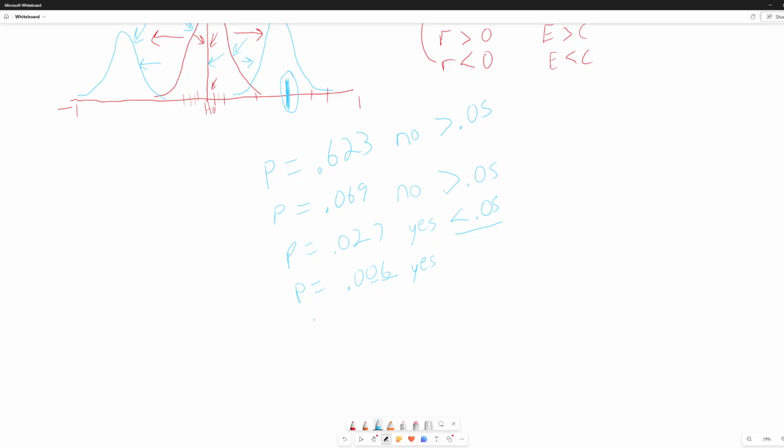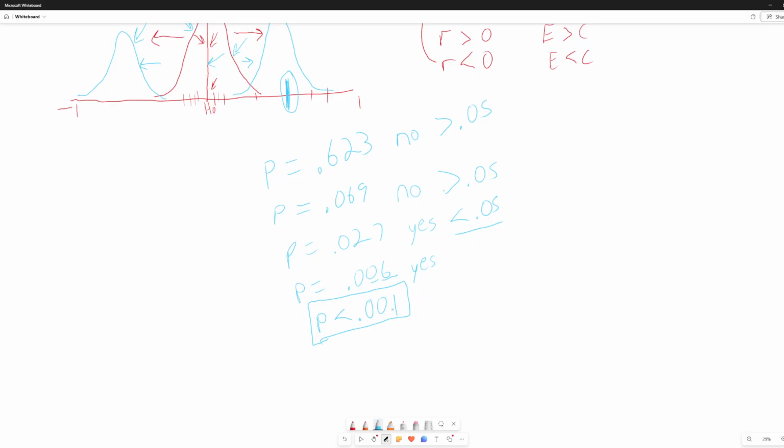Now, I do want to talk about a couple of things here at this point. One is, what if you see that the p is less than 0.001? Because this is how you will very frequently see p-values reported when there's a high level of statistical significance.